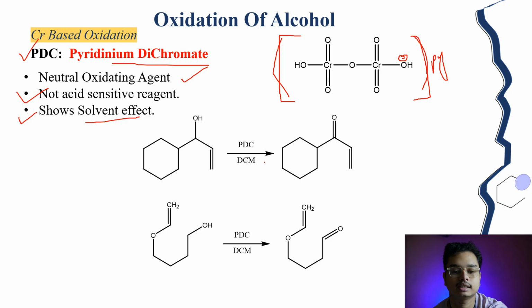Now here we can see how PDC actually works. PDC will show a similar oxidation trend to PCC. This secondary alcohol will be transformed to its corresponding ketone, and similarly here the same transformation is observed without altering these double bonds, the exocyclic double bonds.